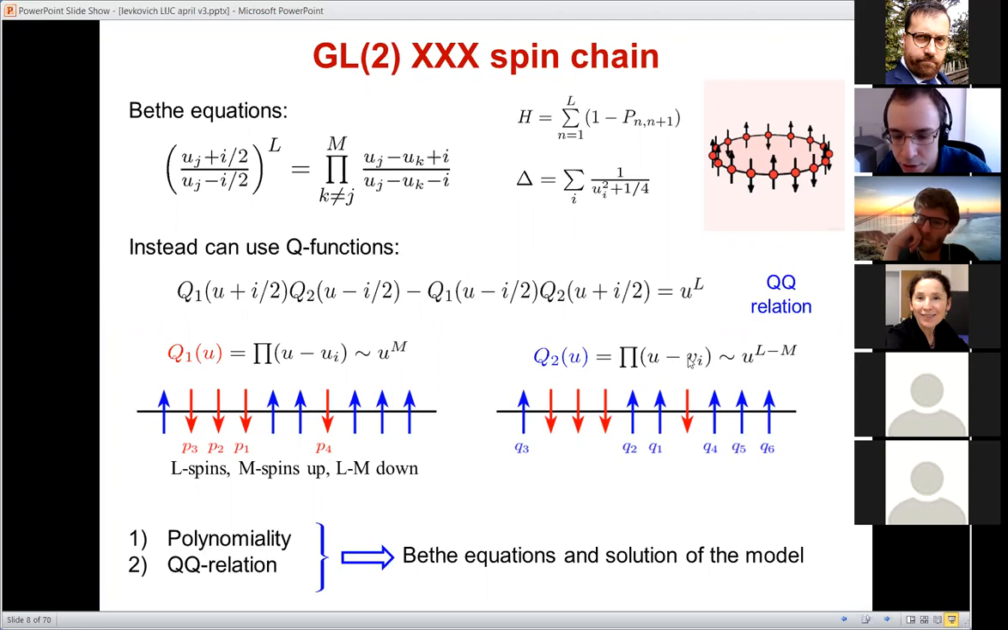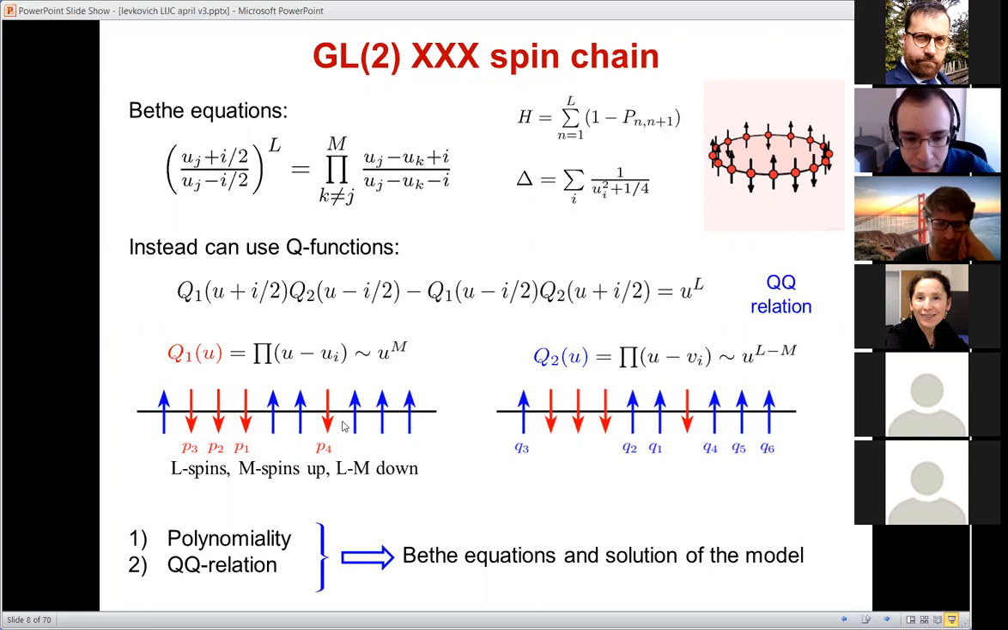So we can look at the same state of the spin chain in two ways. In the standard approach, we start from a state where all spins are pointing up. This is the vacuum state. And then the excitations are the spins flipped down, which propagate along the spin chain with some momenta that are parameterized by these Bethe roots.